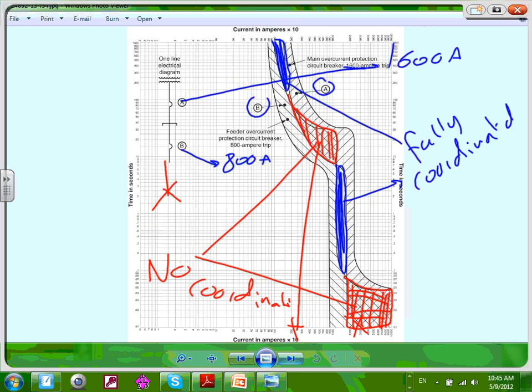So if you have a circuit breaker that sometimes coordinates and sometimes doesn't, it depends upon the amount of short circuit in the system. If the short circuit is within these red areas, it's not going to coordinate. If it's within this blue area, it will coordinate. So that's coordination.